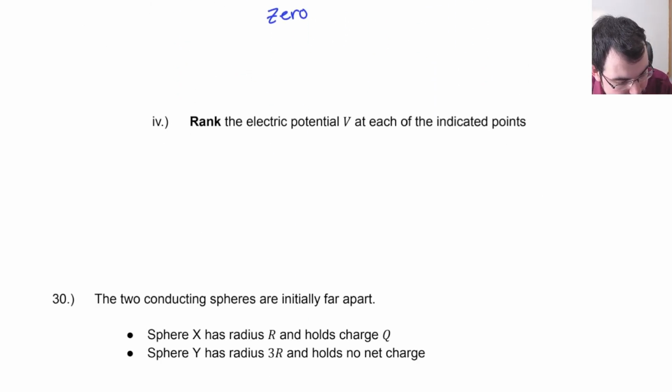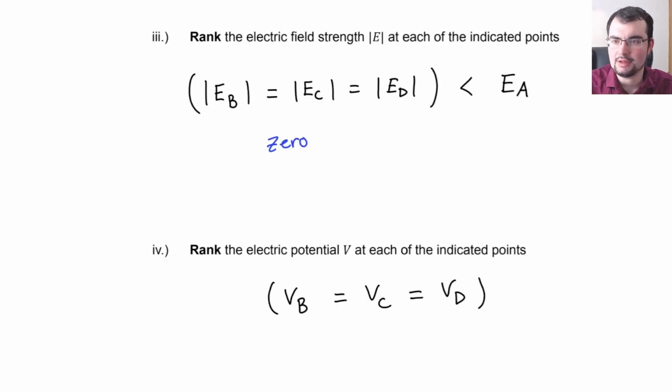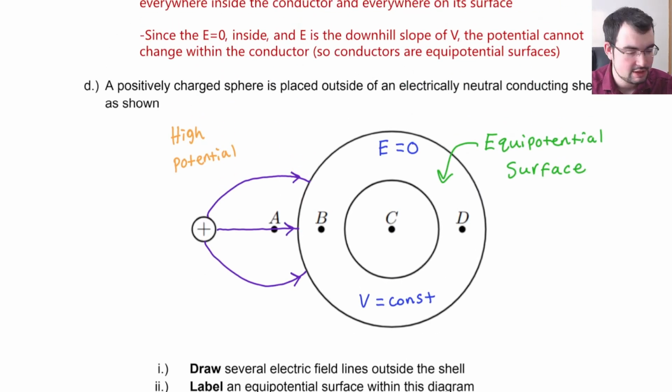So we do know that V is going to tie at B, C, and D, and we got to figure out how that relates to A. Well, the potential at A, notice that E fields point downhill. So what that means is that this region would be at higher potential than this region. So I must be decreasing my potential as I go from A to the conducting shell.